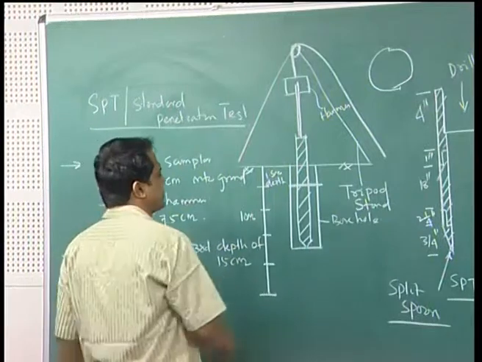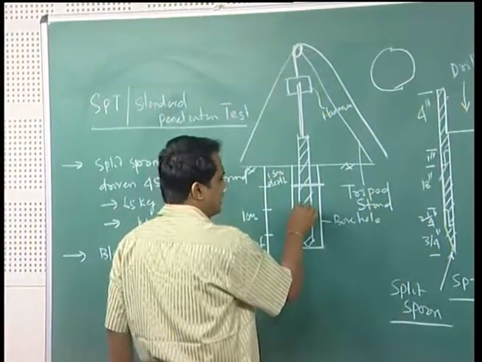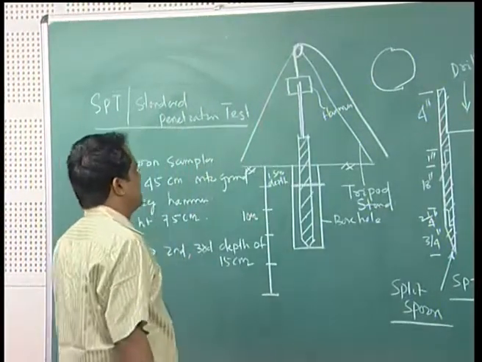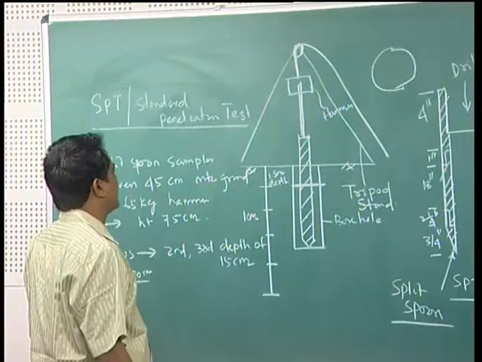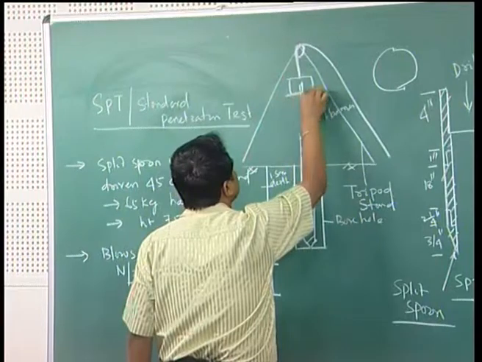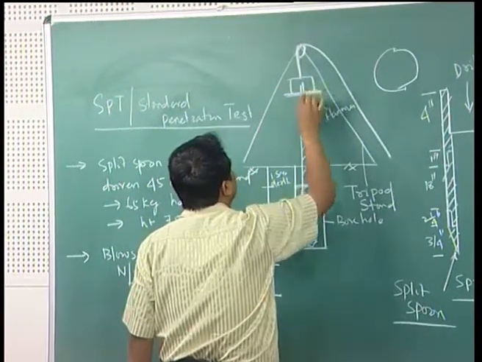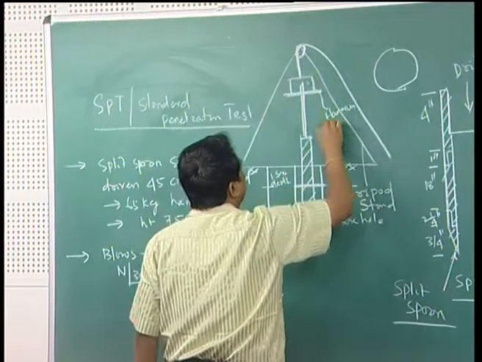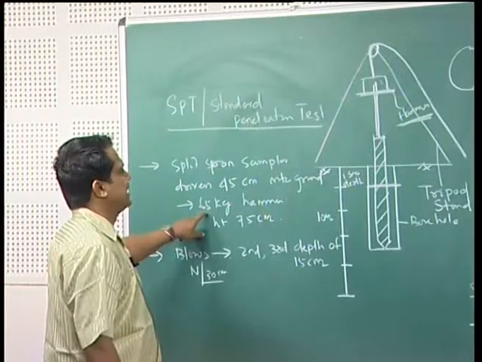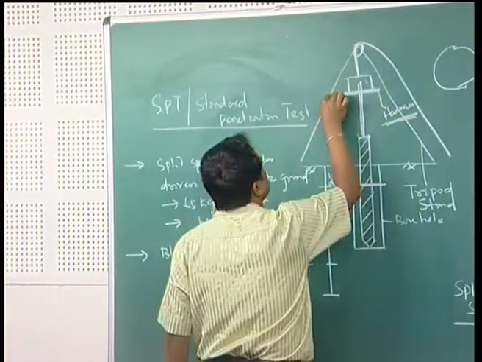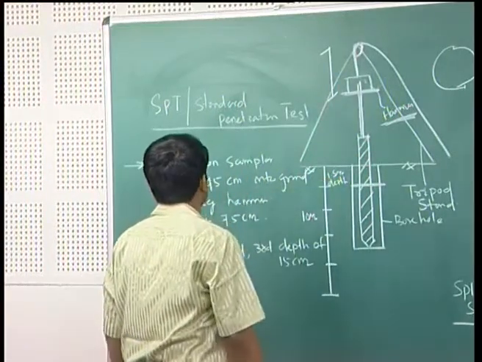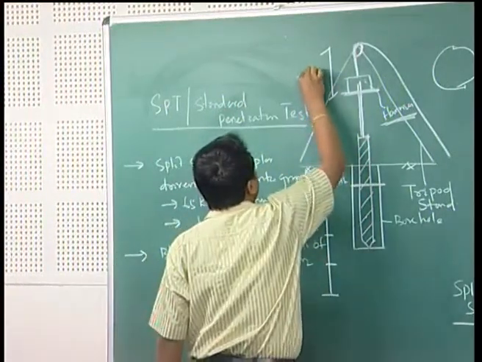Then the split spoon sampler, or SPT sampler, is connected with the standard penetration rod. Above this there is a platform. On this platform there is a hammer of 65 kg. As per the ASTM standard, this hammer has to be raised to a height of 75 centimeter.